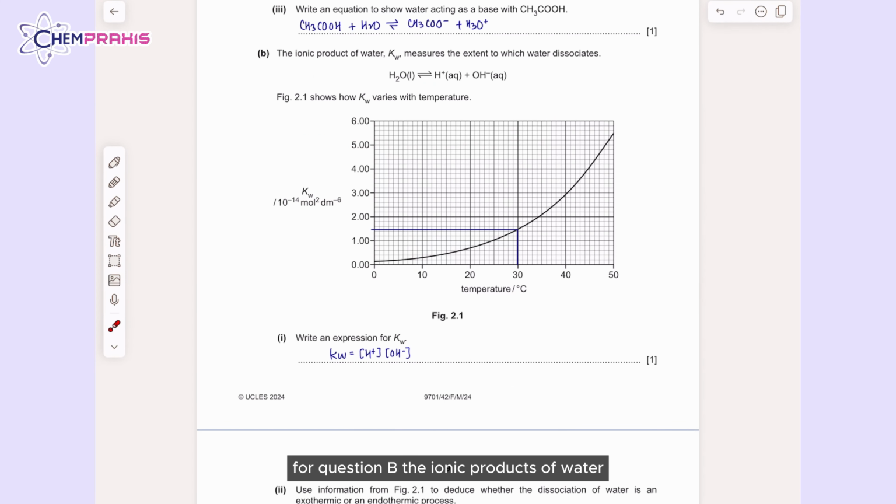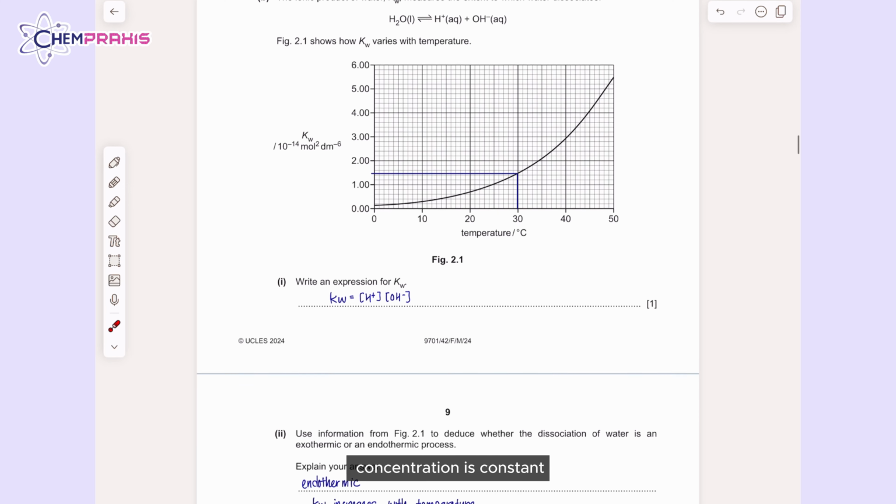For question B, the ionic product of water, Kw, measures the extent to which water dissociates. Figure 2.1 shows how Kw varies with temperature. So write an expression for Kw. Kw is the water dissociation constant. We usually use product over reactant. So we will use the H plus ion times the OH minus ion, but we will not divide by water because the concentration of water is constant.